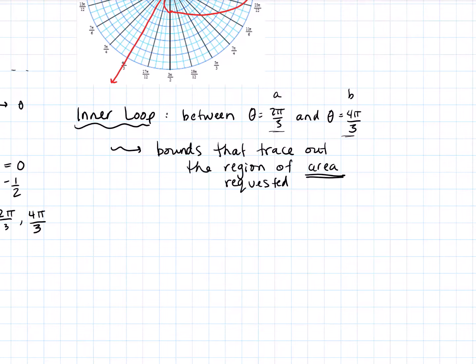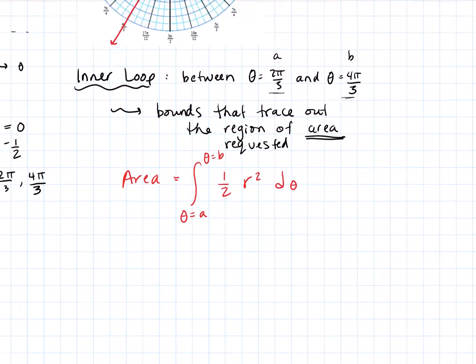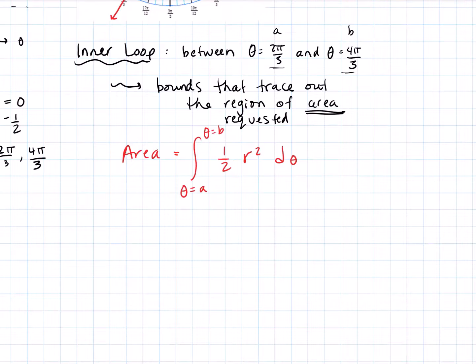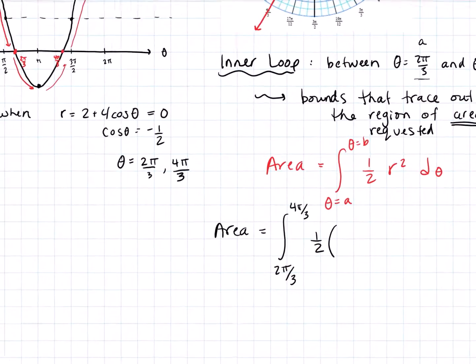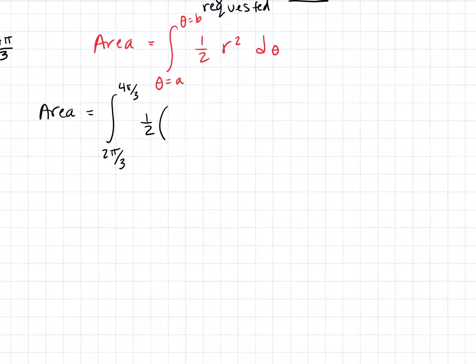And our area formula, just to rewrite it here, is going to be the integral from theta equals A to theta equals B of 1/2 r squared d theta. And so we will find our area here by taking the area from 2 pi over 3 to 4 pi over 3 of 1/2, and our r, 2 plus 4 cosine of theta, quantity squared d theta.